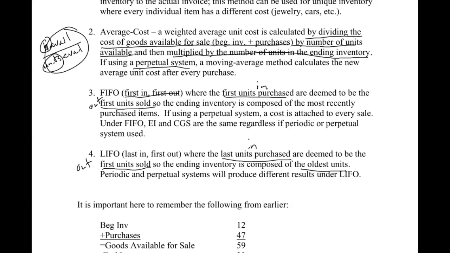All right, periodic and perpetual will produce different results under LIFO. So that's something to keep straight as well. All right, so numbers 2, 3, and 4, these are the main ones that we're going to focus on. So make sure you just walk through. I know there's not really any numbers here. We're just talking through it. The next couple of videos, we'll put some numbers to it.